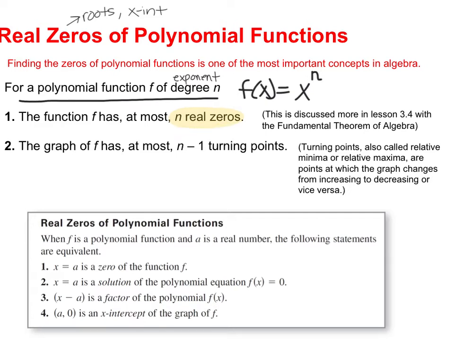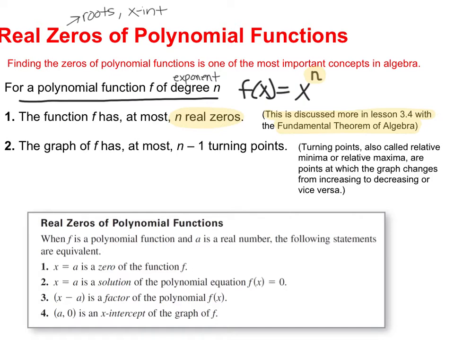One thing that's true is that the function, number 1, has at most n real zeros. So if this is x to the 3rd power, there could be at most 3 real zeros. And we say at most because some zeros are imaginary numbers, they're not real numbers. So it could be 3 or 2 or 1 or 0. And this we're going to discuss more in lesson 3-4, where we talk about the fundamental theorem of algebra, which helps us find the roots and how many there are.